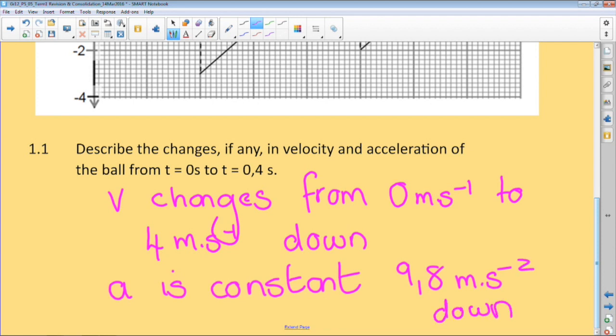Okay? That's all they want, the change in velocity, change in acceleration. We're all happy. They didn't want anything else from that. They didn't ask about the bounces. And we're just making sure that we get how the velocity changes. And the big thing that they're looking for here is that you recognize that that's constant. Okay, it's a straight line.